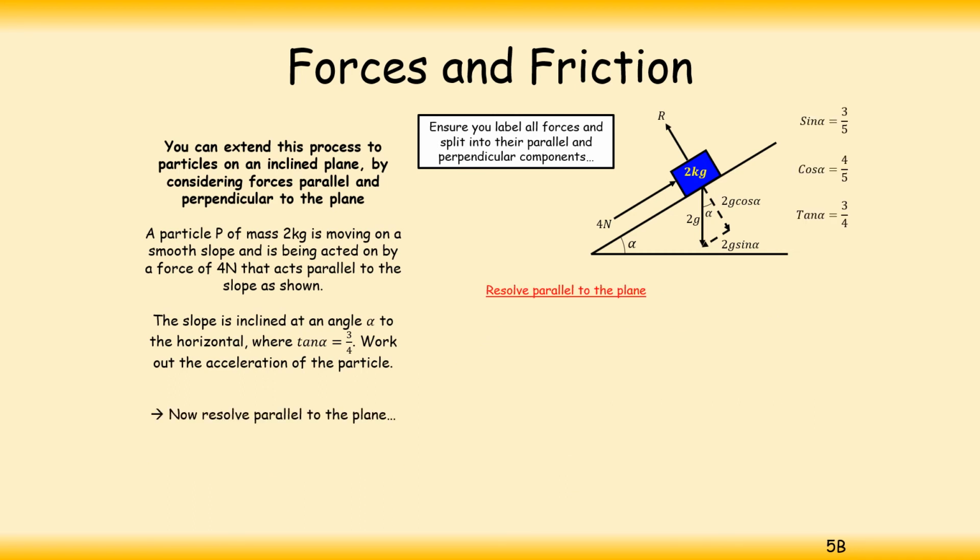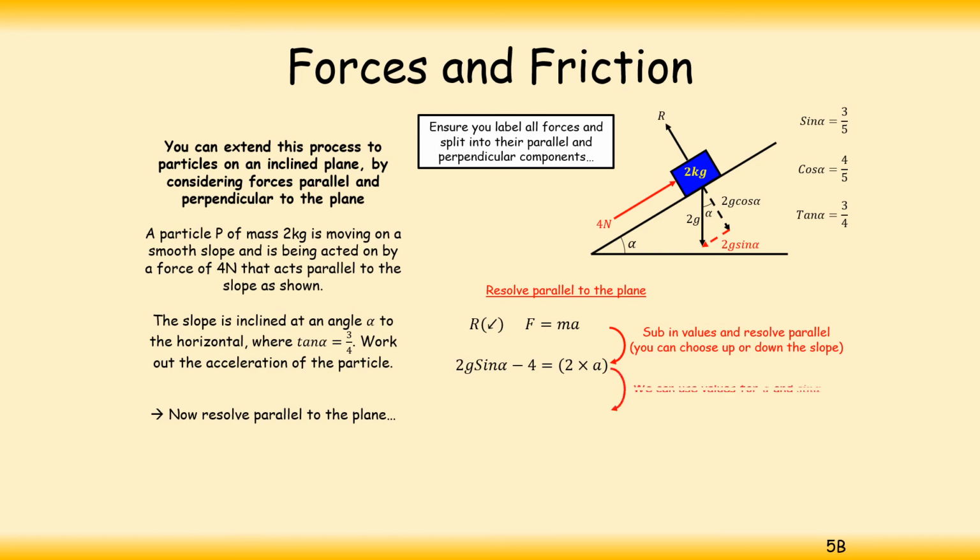Now if we resolve this parallel to the plane, same as before, using Newton's second law, F equals ma, we look at all the forces parallel to the plane. So you can see on the diagram it's highlighted red, and we're going to be resolving going down the plane. So in this case, 2g sine alpha is going to be positive, minus 4, because that's pushing it up the slope, and that's equal to 2a.